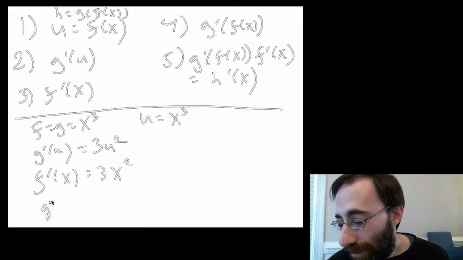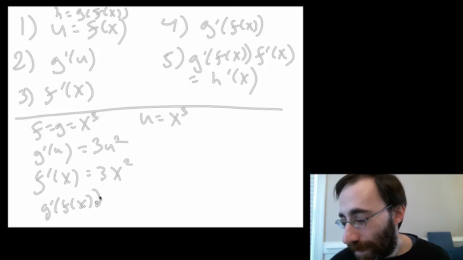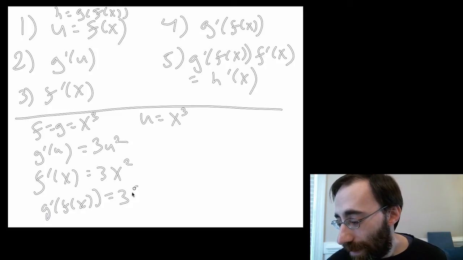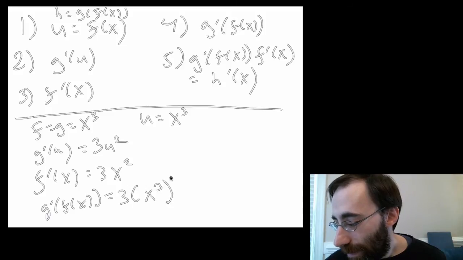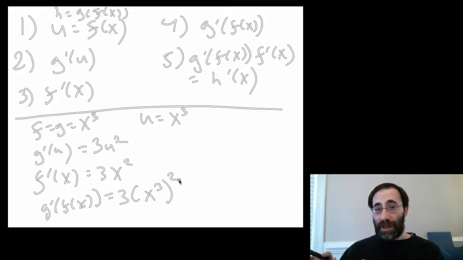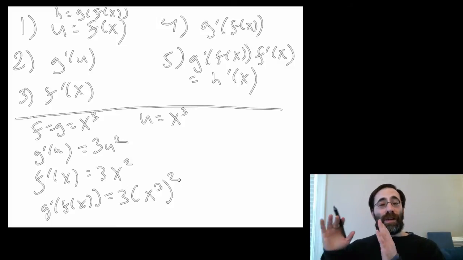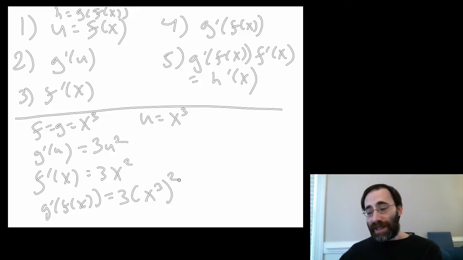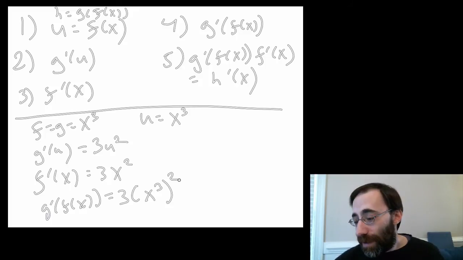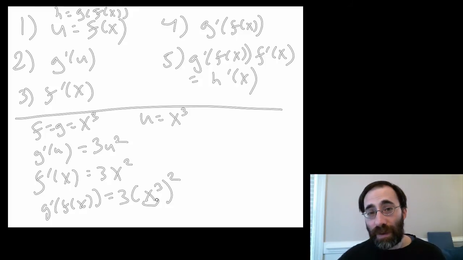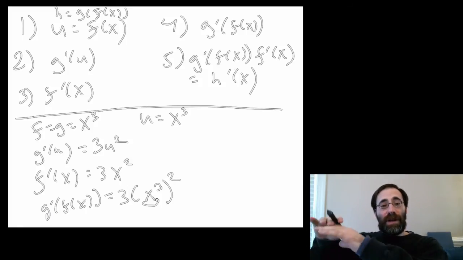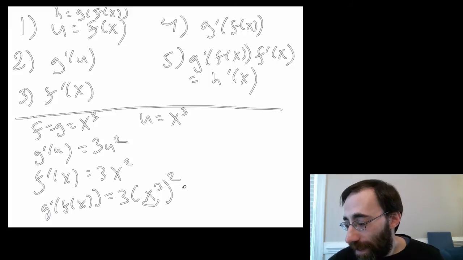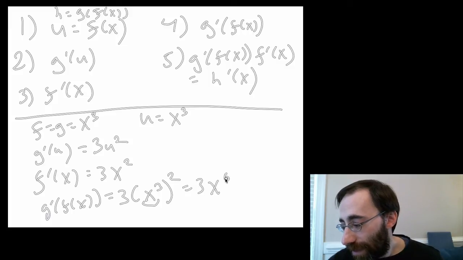So g prime of f of x equals 3 x cubed squared. So you see what we've done here is taken 3u squared, which is g prime of u, and replaced u in that with f of x. F of x is x cubed, so x cubed goes in the spot where the u was. So we have 3 x cubed squared. And this thing is 3x to the 6th.